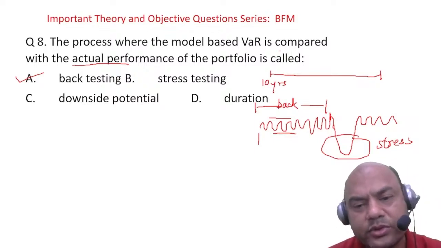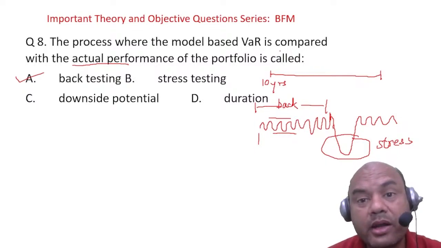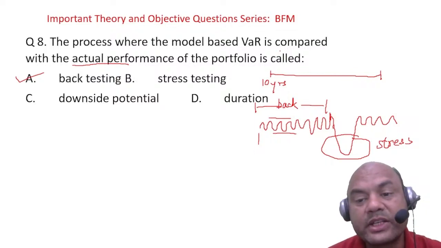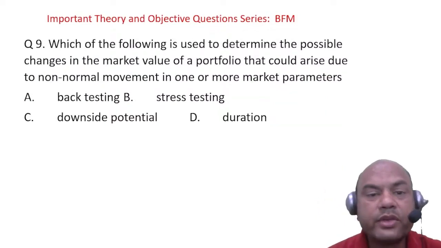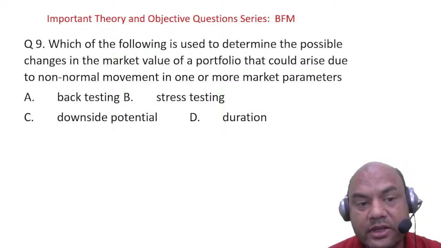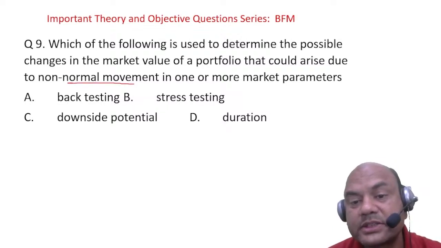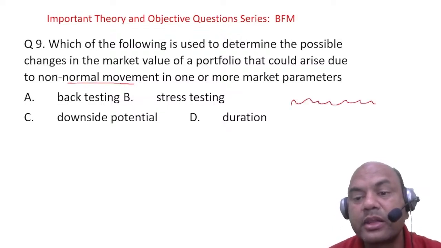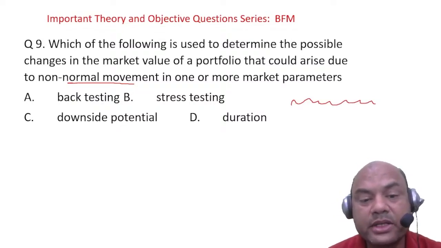Back testing is used for limited purposes, for normal trading conditions. I can't use back testing for extreme trading conditions. We call it tail theory. Which of the following is used to determine the possible changes in the market value of the portfolio that could arise due to non-normal movements? Normal means what? I just gave you that example, back testing. Non-normal: back testing, stress testing, downside potential, and duration.